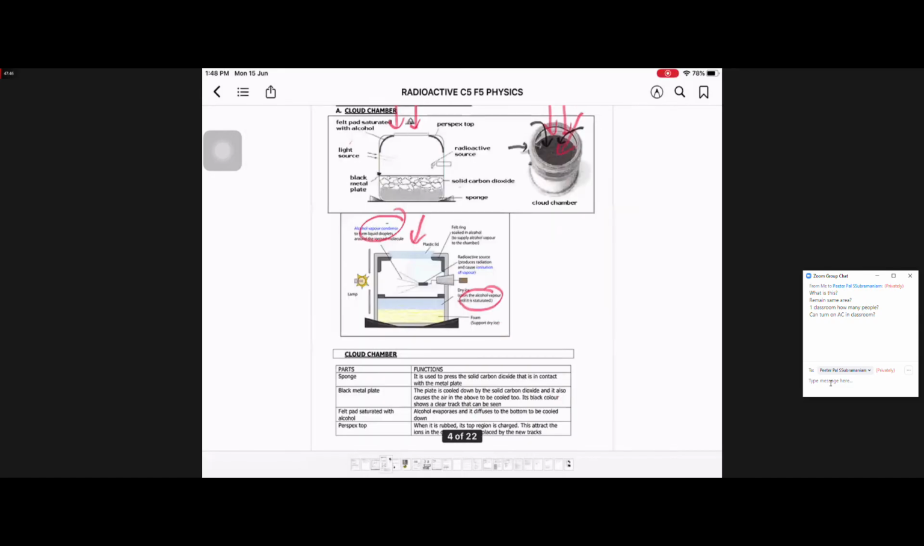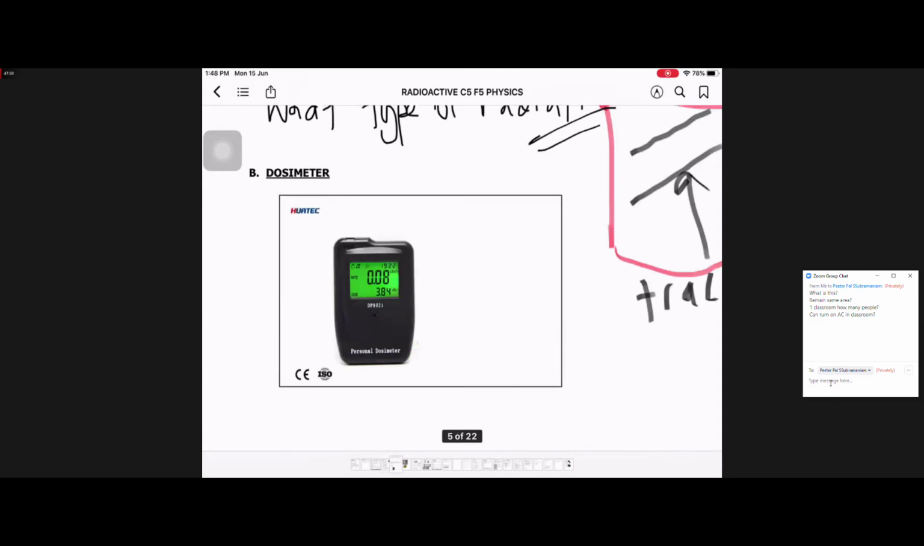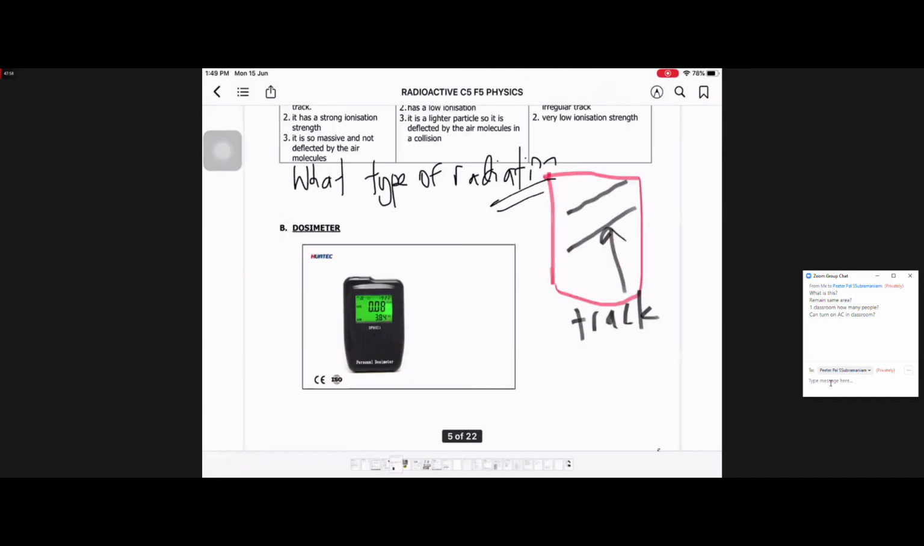Second device is the dosimeter. This is a very high-tech, simple device. Okay, it's a radiation dosimeter. You can even check in Lazada, they are selling. You can buy if you want to. All right. So it's a very simple mechanism. There's a detector front here. So the detector will tell you the count amount. That's also a very simple one.